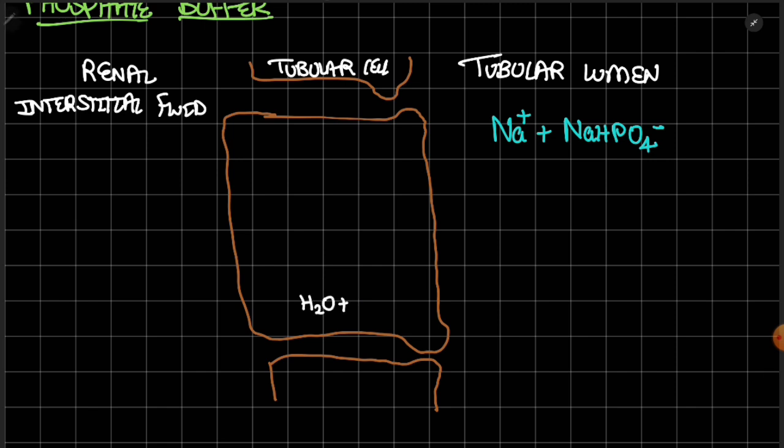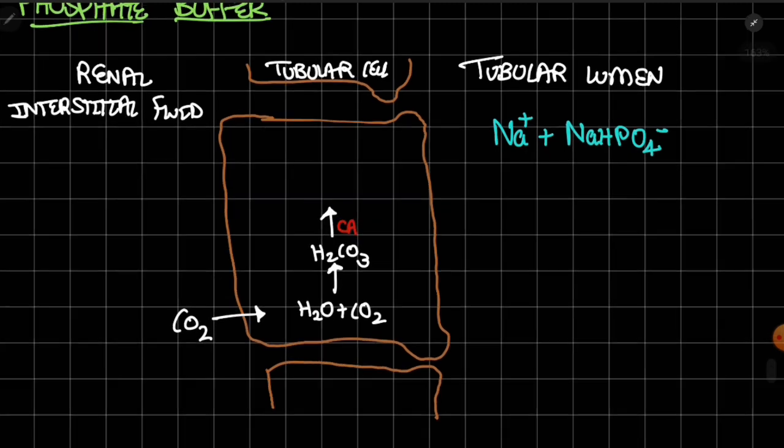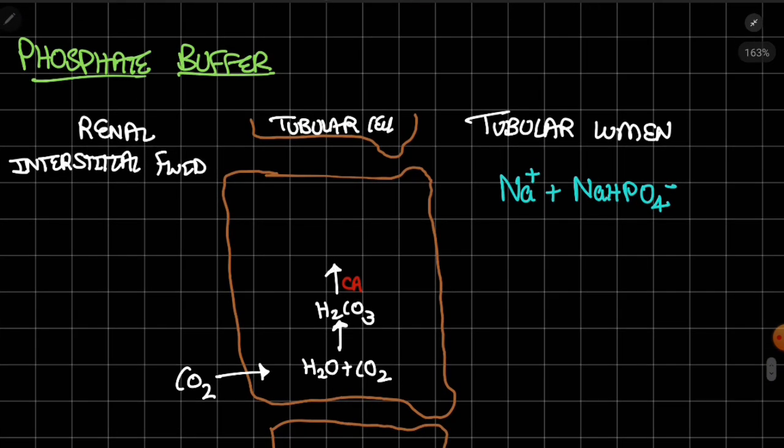H2O plus CO2, the commonest procedure. CO2 is coming from the interstitial fluid, from metabolic processes. H2CO3. Now with the help of the enzyme carbonic anhydrase, HCO3 minus plus H plus. Okay, now we have Na plus, we have H plus, so it is simple, the Na-H pump. So basically this H plus will go outside, will be secreted, and this Na plus will come inside.